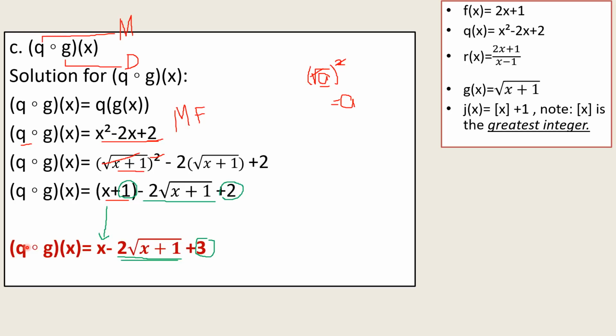So, the q composite to g of x is equal to what? X minus 2, square root of x plus 1 plus 3. So, the composition of q and g of the domain x equals x minus 2 square root of x plus 1 plus 3. Ito yung bibigay yung sagot sa akin for the composition of q and g. Okay ba yan? Okay. Let's have naman the next item letter D sa next slide.